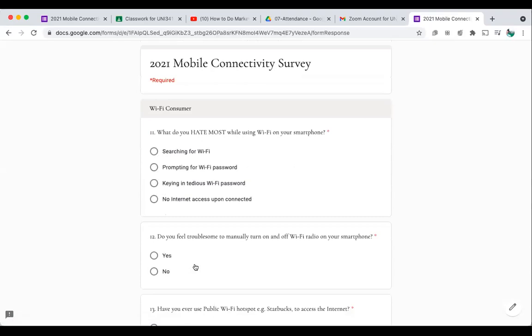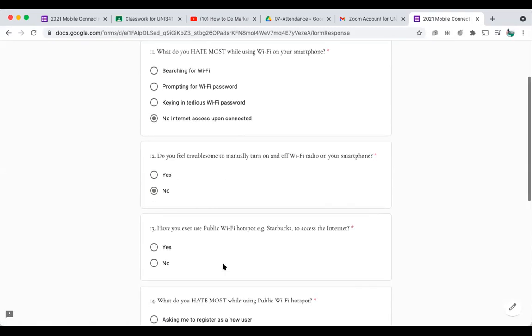What do you hate most while using Wi-Fi on your phone? Sometimes no internet. For me, it's nothing about password, but the internet quality is not decent. Do you feel troublesome to manually turn on and off Wi-Fi radio on your smartphone? For me, no. I leave it on all the time. Have you ever used public Wi-Fi before? Yes.